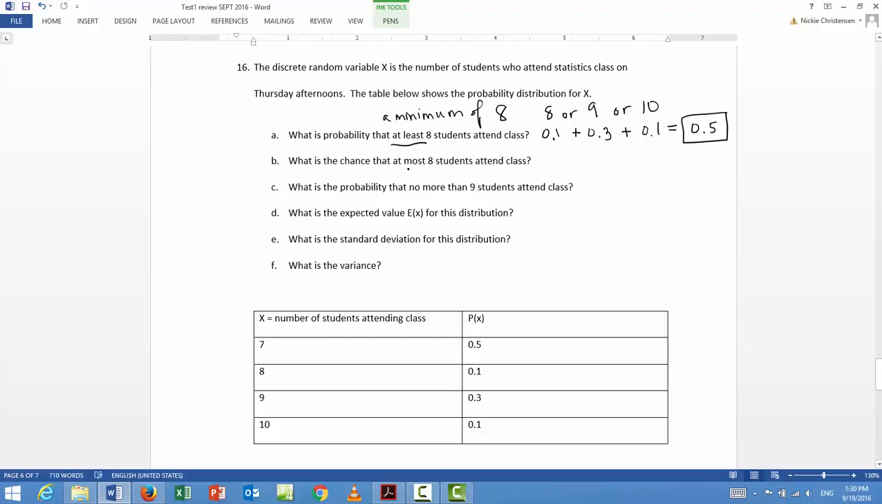Alright, question B, what's the chance that at most 8 students attend class? Okay, at most means maximum. So what that means, at most 8 means 8 or 7. So probability of 8 is 0.1, or means plus. Probability of 7 is 0.5. So you'll get a final answer of 0.6.